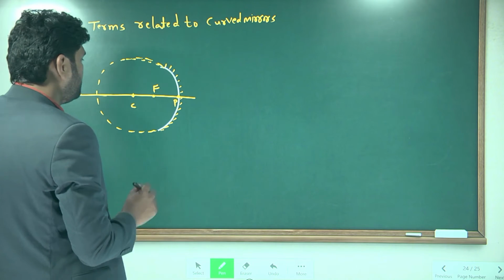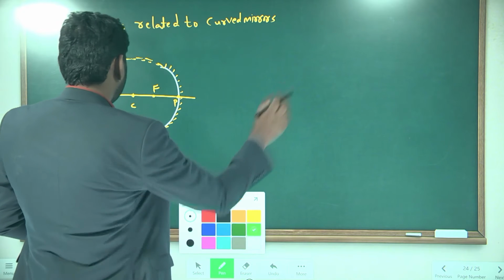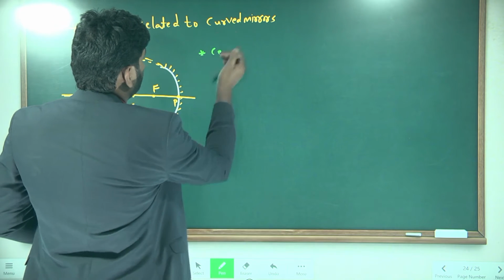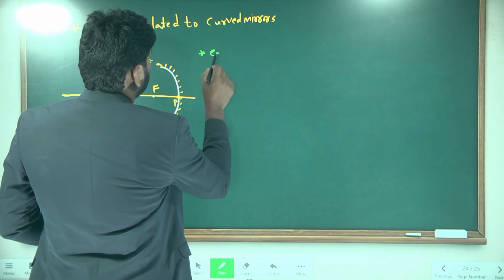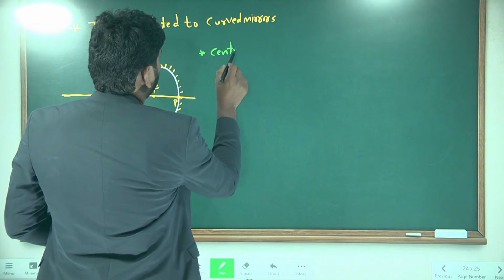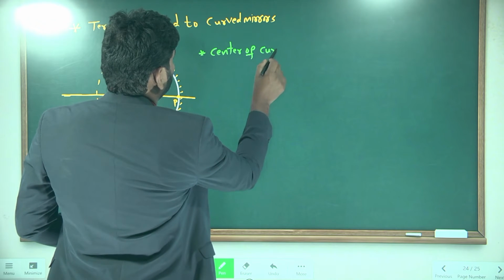Now what is the first one? The first one is center of curvature. Center of curvature.